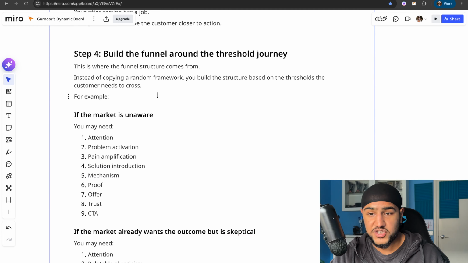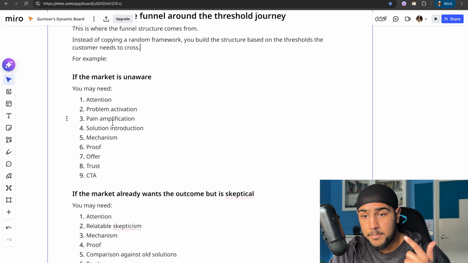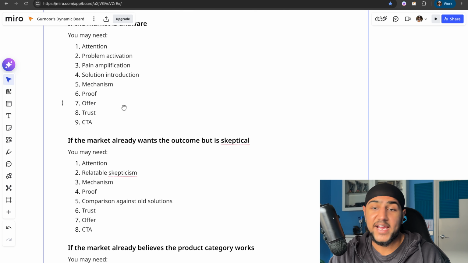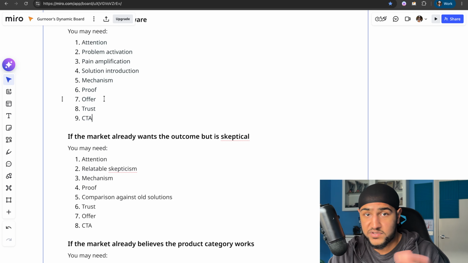This is where the funnel structure comes in. Instead of copying random frameworks, build the structure around the thresholds that the customer actually needs to cross. If the market is unaware, you might need to get their attention, activate the problem, pain amplification, solution introduction, mechanism, proof, offer, trust, CTA. This is, by the way, just a framework that is just very random. Don't just copy this because your market is unaware. You have to actually map this out yourself. You have to do some thinking, okay?